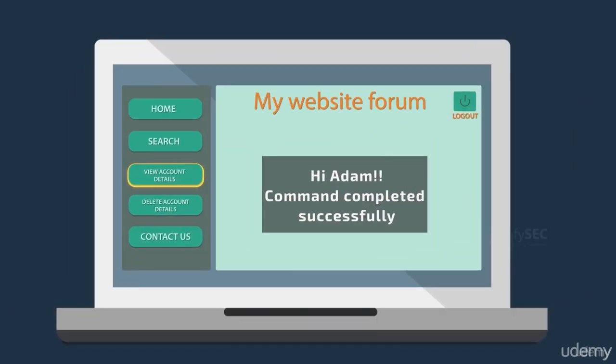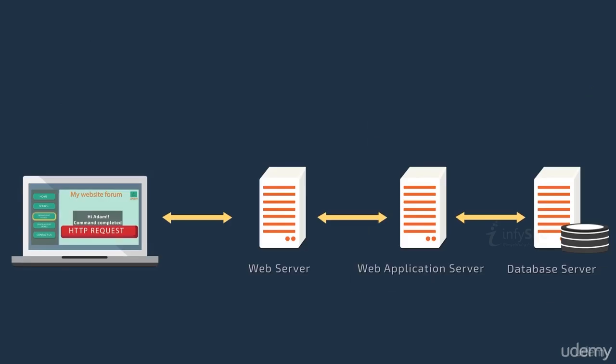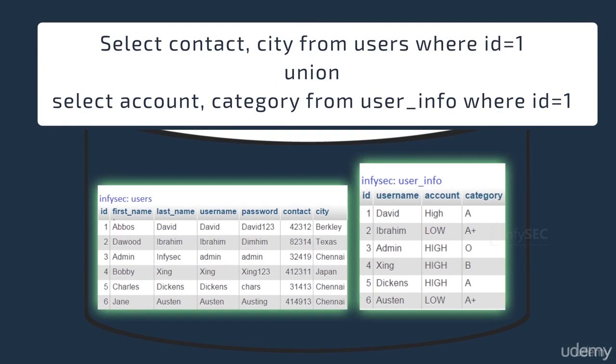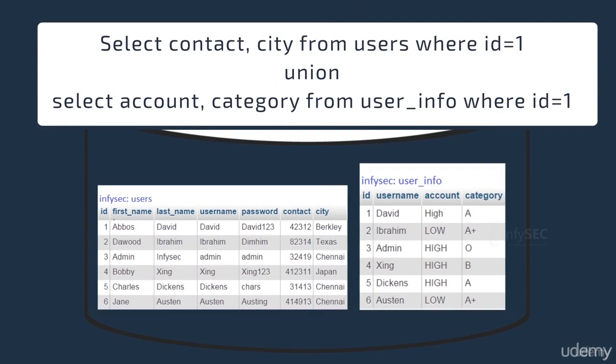View Account Details button allows the user to view all their account details. When a user clicks on this button, a query of this form is generated. The entire account details of a user can include details such as first name, last name, contact details, account, category, etc., which are maintained on different tables. Here, the details such as contact and city are located under table users, and details such as account and account category are located under the table user_info.